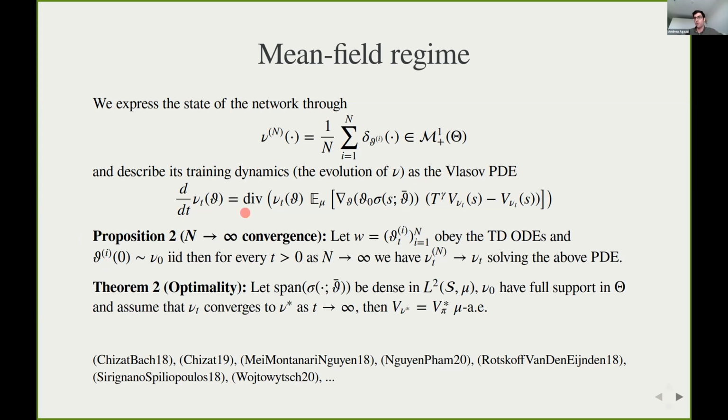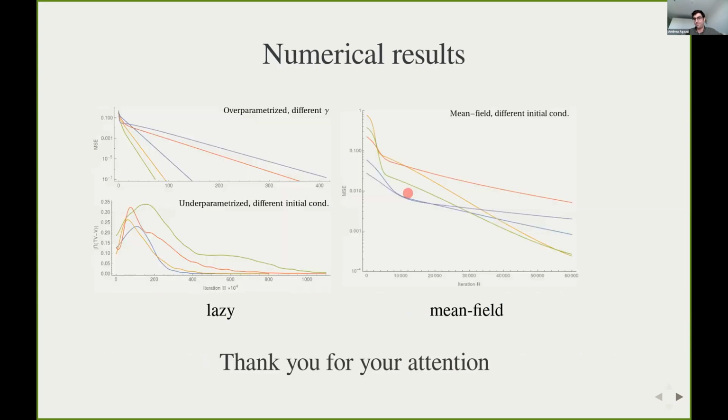So this is a much more nonlinear setting, and what we can show is a convergence result showing that sufficiently wide neural networks behave essentially like the law of their parameters as evolved through this partial differential equation. And the second and most important result shows that for sufficiently expressive neural networks, the limiting points of the dynamics under this partial differential equation are optimal, so that the sufficiently wide neural networks have limiting points under the temporal difference learning algorithm that recover the value function.